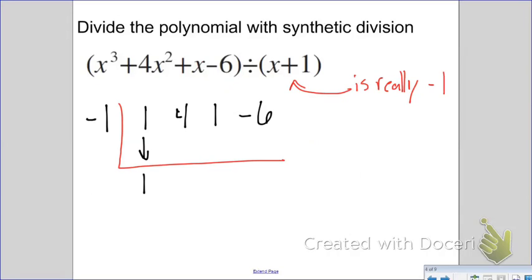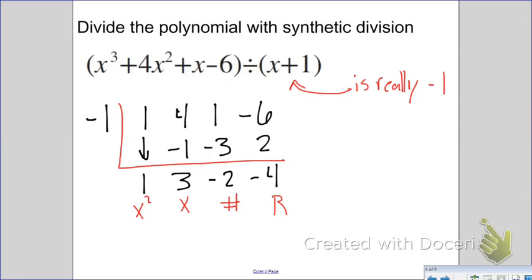-1 times 1 is -1. 4 plus -1 is 3. -1 times 3 is -3. 1 plus -3 is -2. -1 times -2 is 2. And -6 plus 2 is -4. So remember, always start over on the right. That's our remainder. Then our normal number, our constant, then our x, then our x squared. If we had more numbers, we would keep going up, x power 3, x power 4, x power 5, whatever fills up all the numbers I get.